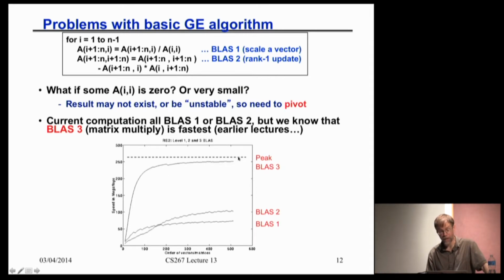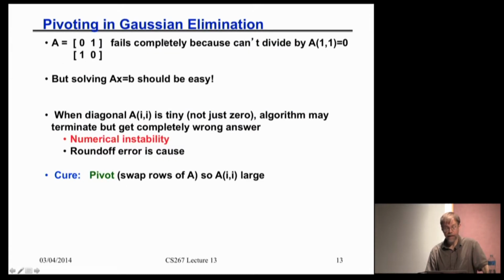I'd really much rather run near the peak of the machine, which I have to do matrix multiply. So I have to reorganize all this to do matrix multiply. So let me fix those two things. I'll tell you the classical fix first, which is what most code uses, even though it cannot hit the lower bound.